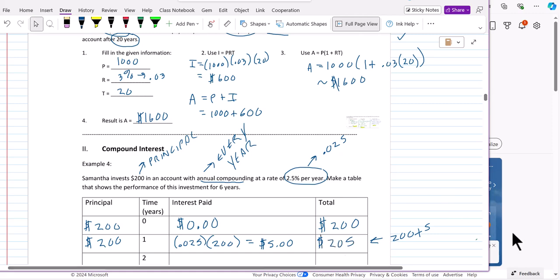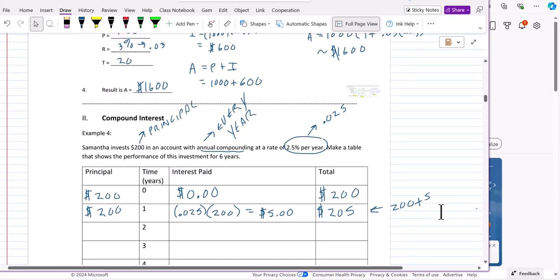But it's going to change in the next line here. So it's a little different. Now your principal is $205. If we were doing simple interest, the principal would remain 200 the whole way down. Now what we do is we do 0.025, not times 200, but times the 205. So you have to do that on your calculator. I have a lot of these worked out, so you can do your calculator fine.